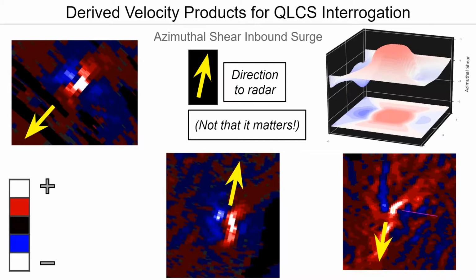One thing I should note is that when it comes to azimuthal shear, the direction you are relative to the radar doesn't matter, because all you're really doing is looking at the change in radial velocity with respect to azimuth.